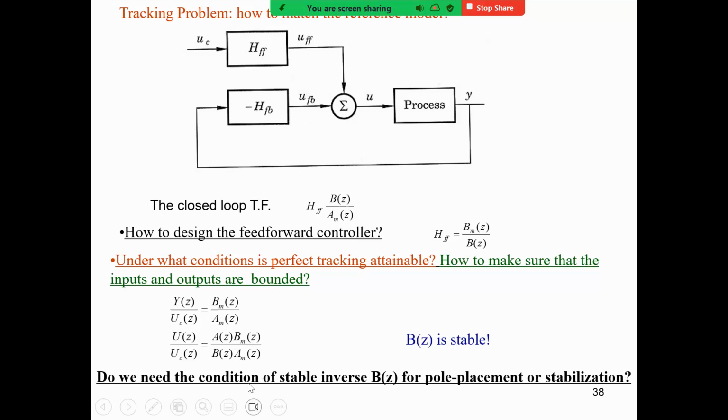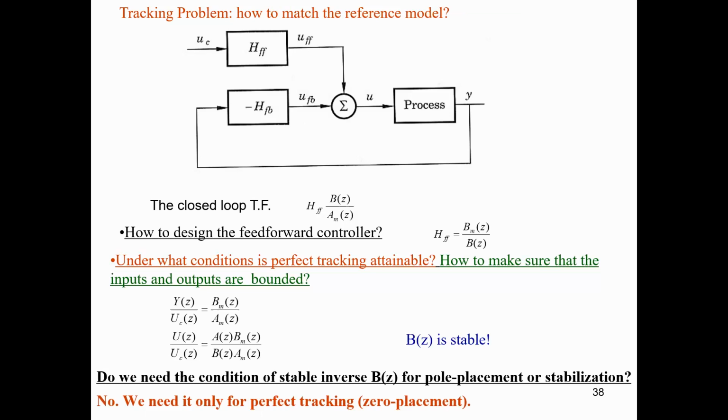But you see, if the system does not satisfy this condition, then there is a simpler design. That's the simple design I mentioned at the beginning. For the second approach, we say, I just match the pulse, and then for the other part, I just make the steady state gain to be one. But if you need perfect tracking, we need this condition.